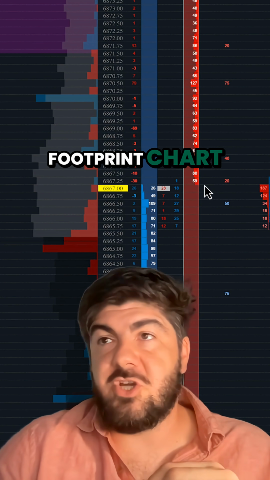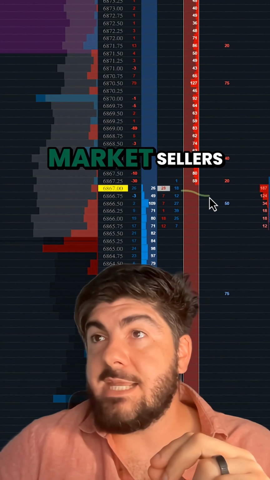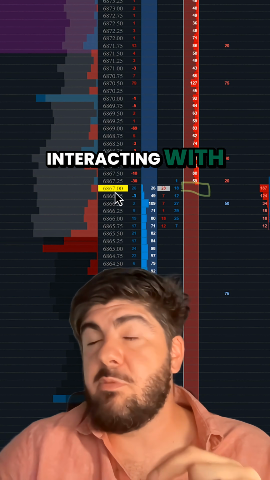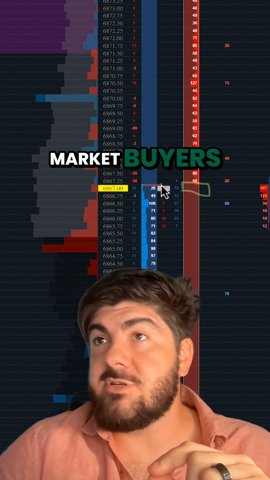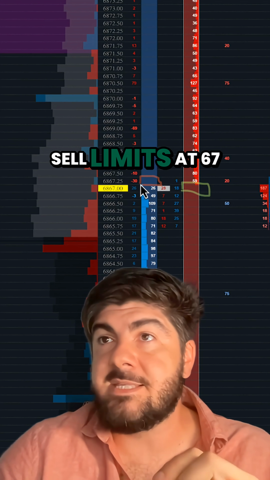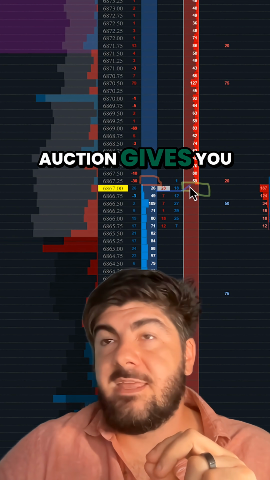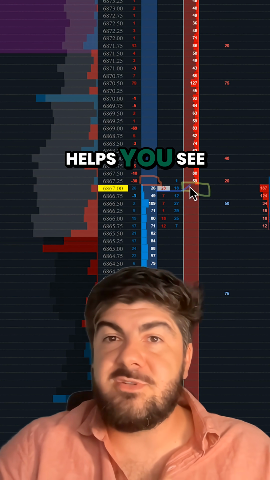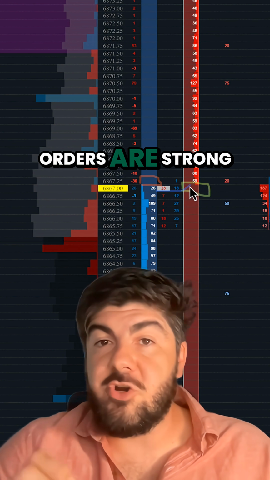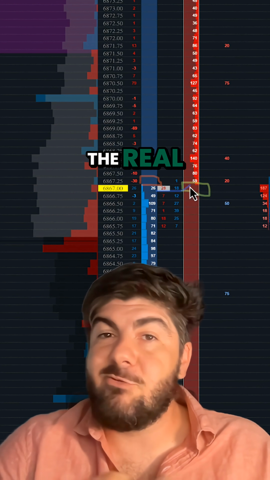Where the footprint chart and the diagonal relationship is helpful is that it looks at market sellers interacting with buy limits at 67 even, versus market buyers interacting with sell limits at 67.25. This diagonal auction gives you the ability to see what's called an imbalance, and helps you see where market orders are strong and where they're being absorbed, where they're leading, and where the real liquidity is.